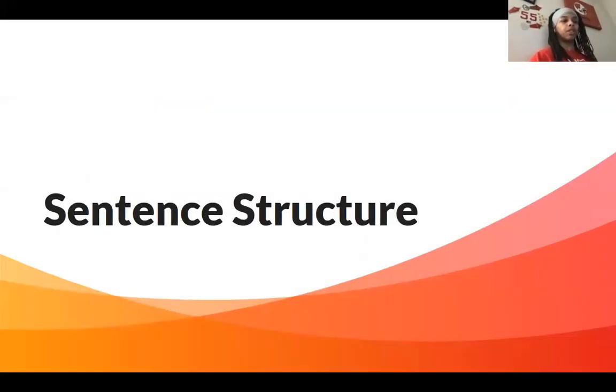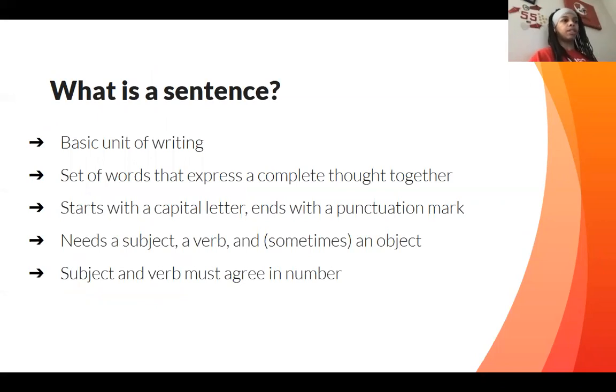So, sentence structure. What is a sentence? Well, a sentence is a basic unit of writing. There are sets of words that can express a complete thought together. Sentences always start with a capital letter and end with a punctuation mark. There needs to be a subject, a verb, and sometimes an object. And then the subject and verb must agree in number.